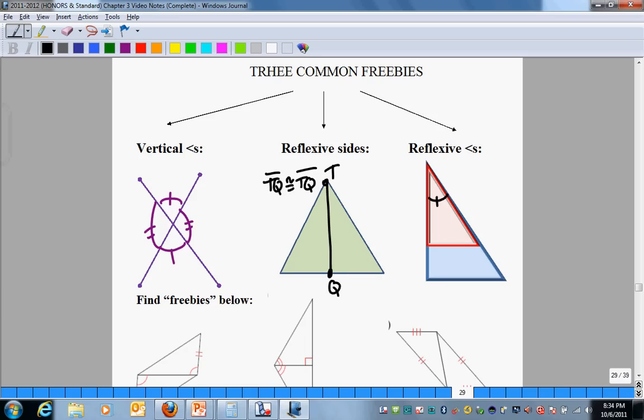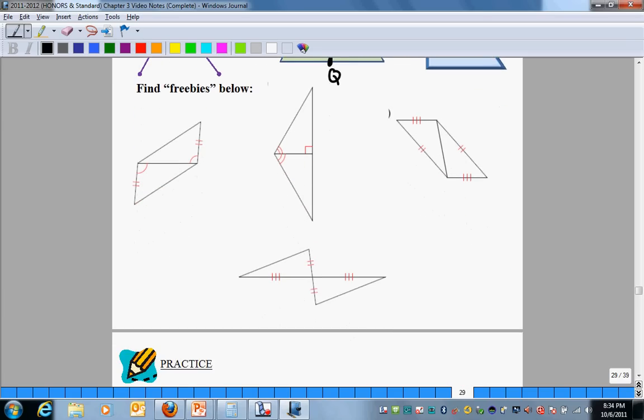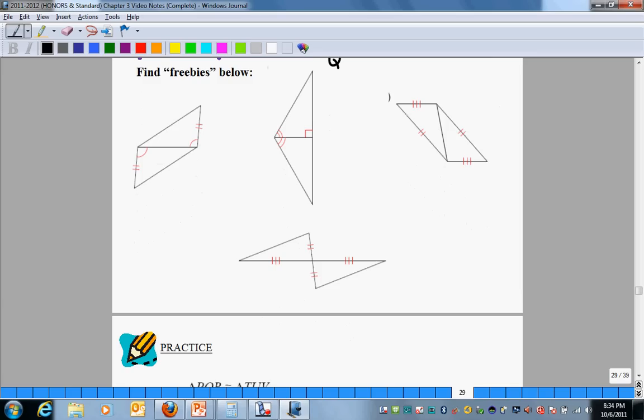In the diagrams below are some of these freebies. You have to learn how to mark them and recognize them. We're going to go through and mark the freebies in blue. When you have angles that are pre-marked, I want you to start learning to put S's for pairs of sides and A's for pairs of angles.